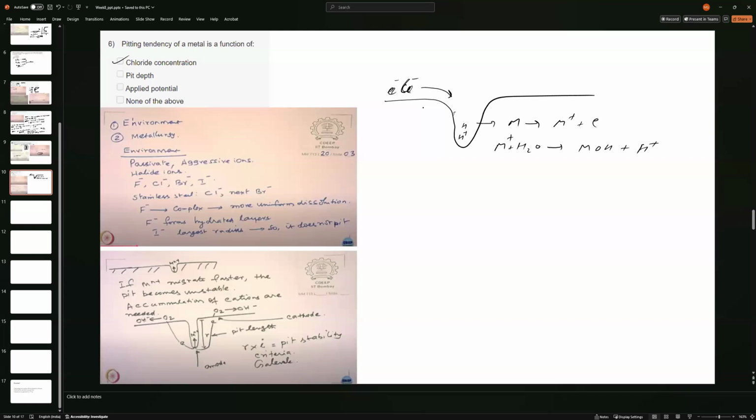So yes, pitting is a function of chloride concentration and pit depth. As you increase the pit depth, your pit is becoming more stable. If the pit is deeper, the environment inside the pit will remain stable and more acidic. It will be less disturbed by flow or through diffusion. So the path is longer, it will take longer through diffusion. So it remains more acidic and the pit chemistry is maintained. So pit depth also affects your pitting tendency.